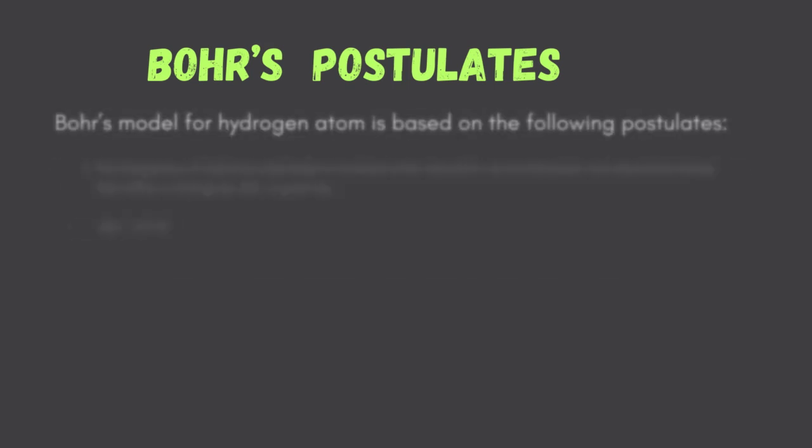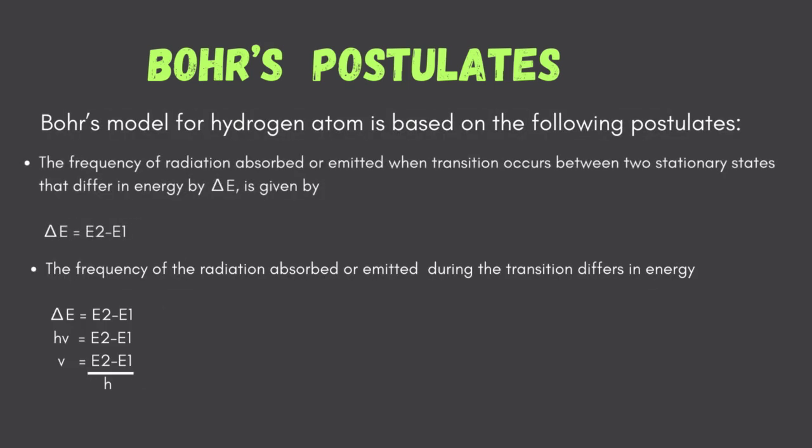The frequency of radiation absorbed or emitted when transition occurs between two stationary states that differ in energy by delta E is given by delta E equals E2 minus E1. Delta E can also be written as Planck's constant times frequency: h nu equals E2 minus E1. Frequency equals (E2 minus E1) divided by h.